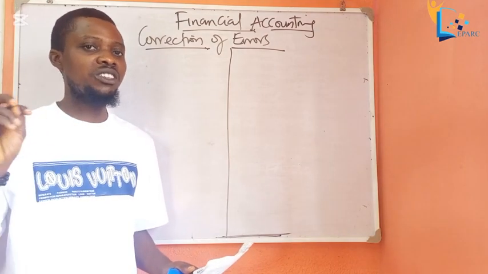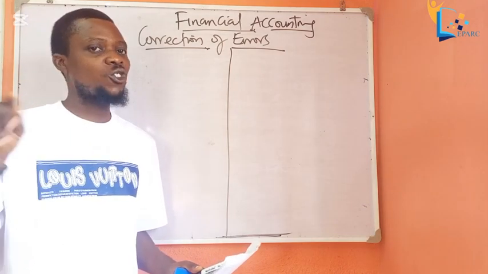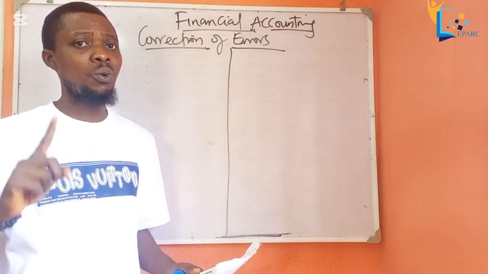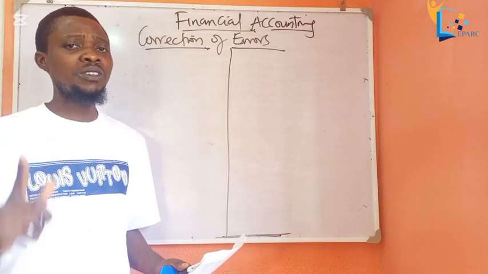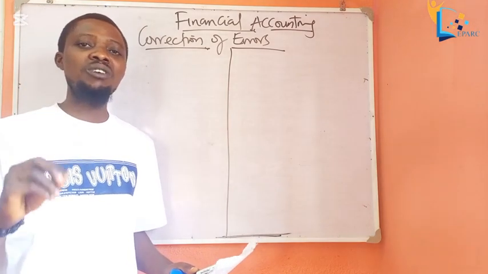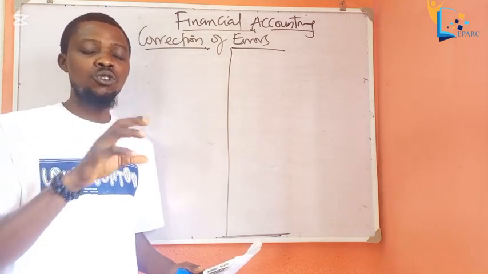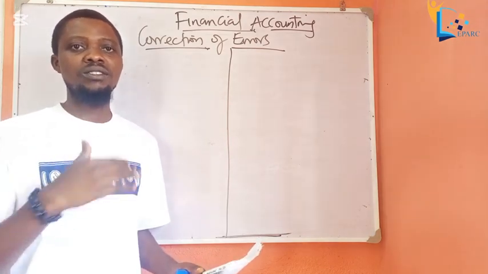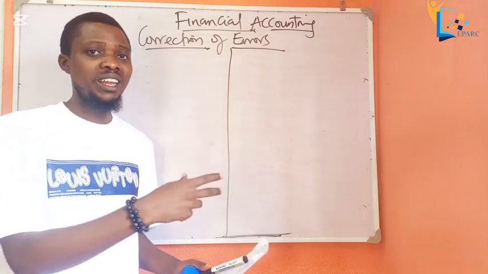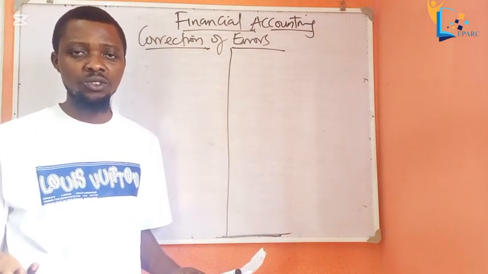Now, if it's an error that will affect the trial balance, you have one account and a suspense account. Remember, when suspense account is involved, that means that error affects the trial balance, okay? But if it's an error that will not affect the trial balance, suspense account is not involved. So you have a normal ledger for correcting the errors. But if it will affect the trial balance, you have a normal ledger 1 and a suspense account 2, because 2 accounts must be involved.